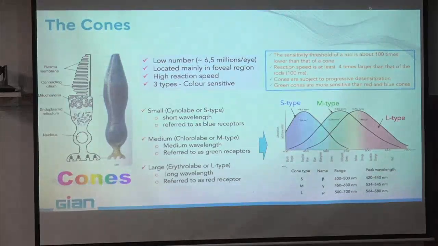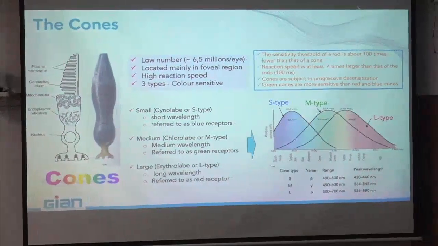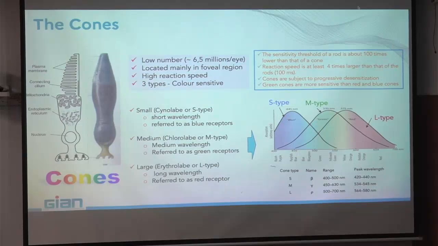Let's look now a little bit closer at the cones. The cones are our characteristic. Other animals also have cones, but not the same as us. Humans have three kinds of cones. The short one is responding mainly in blue. The medium size one is responding mainly in green, and the large one, the big one, is responding mainly in red.